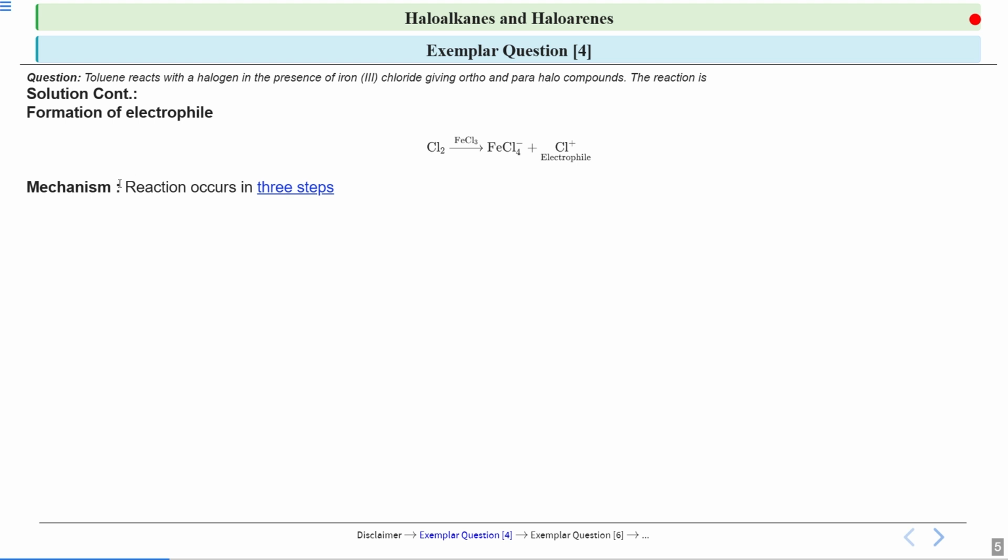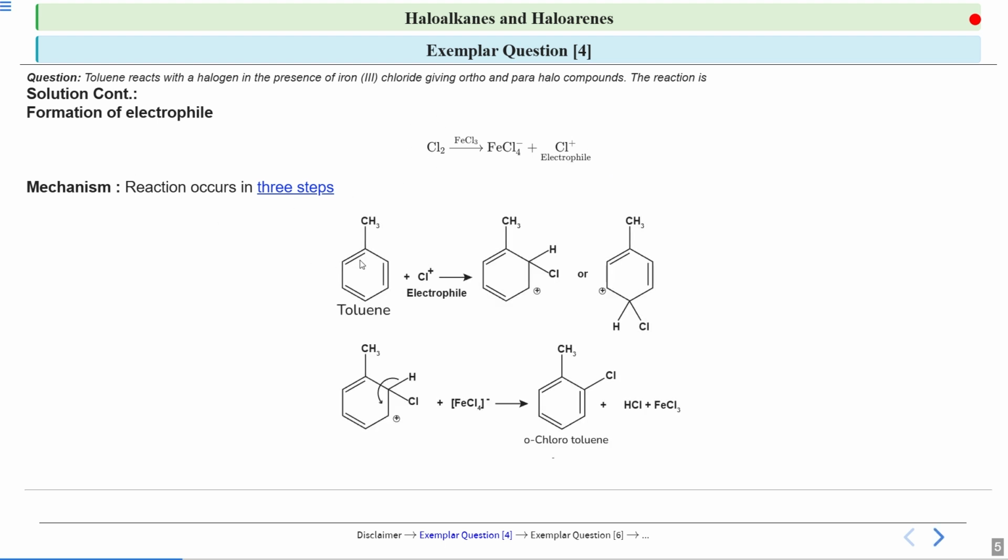Now, the mechanism of this reaction includes 3 steps. The first step is the formation of the electrophile, that is Cl positive, from the chlorine molecule. The second step is the electrophile attack on the toluene, that is the benzene over which the CH3 is attached. When the electrophile, Cl positive, attacks this electron rich benzene ring, it will replace one of the hydrogens of the benzene ring. The hydrogen will be replaced by the Cl positive, and you will get this compound, either this or this. So your carbocation formation happens.